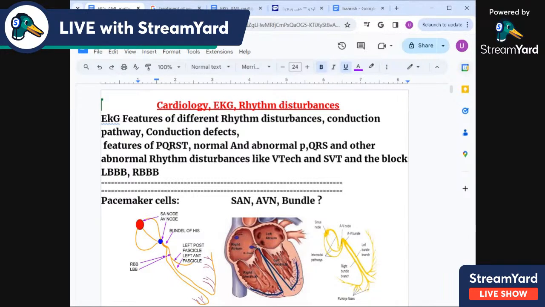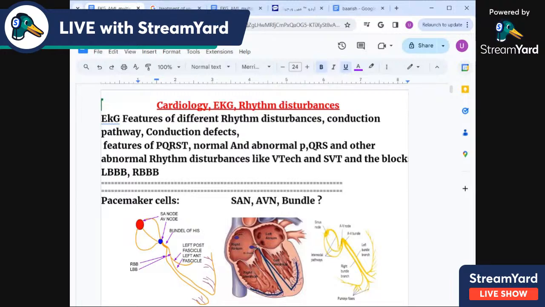Hello and good morning. Today we are going to do cardiology, EKG, and rhythm disturbances. We'll do the EKG features of different rhythm disturbances, the conduction pathway, and the conduction defects. We'll do the features of the PQRST, normal and abnormal P waves, and QRS, narrow complex and wide complexes.